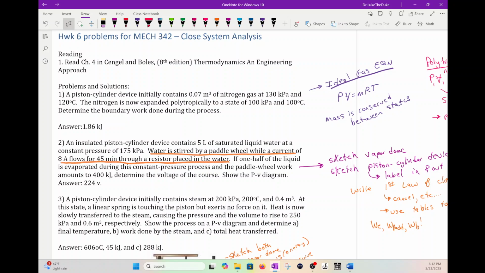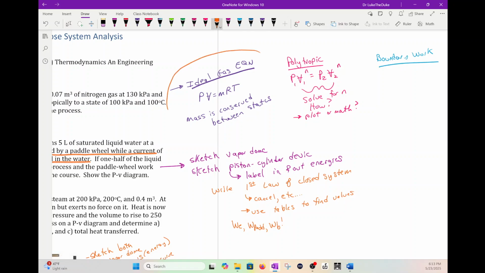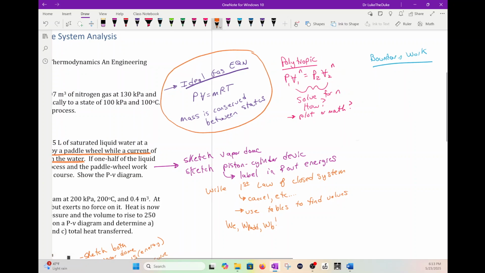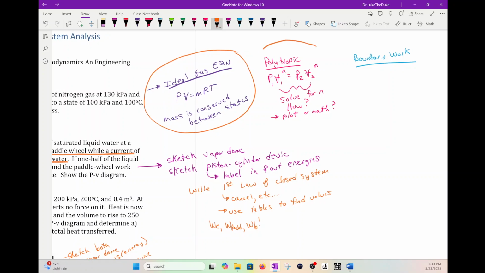It has nitrogen. It expands polytropically, and we want to find the boundary work. Okay, so it's nitrogen, so you can use the ideal gas equation. All right, mass is conserved between states. That's a good hint, right? It's always conserved. Remember, polytropic, this relationship between the states, PV to the N equals PV to the N for different states. You actually have to solve for N, okay?